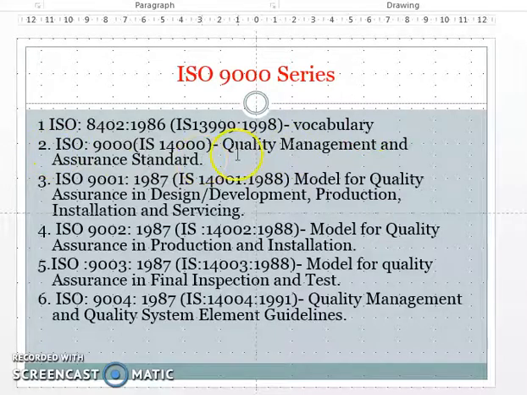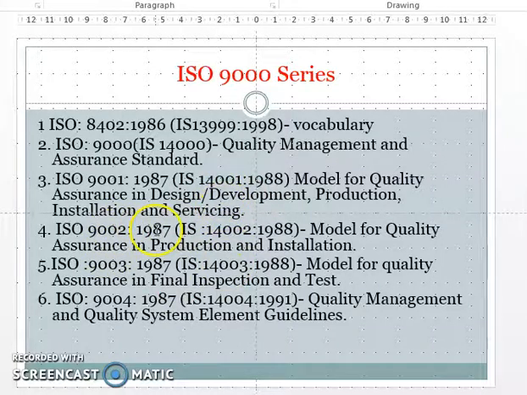The next is ISO 9000 quality management and assurance standards. All this we have discussed previously. ISO 9001 means design, production, installation and servicing. All these are models for quality assurance required in all these things.